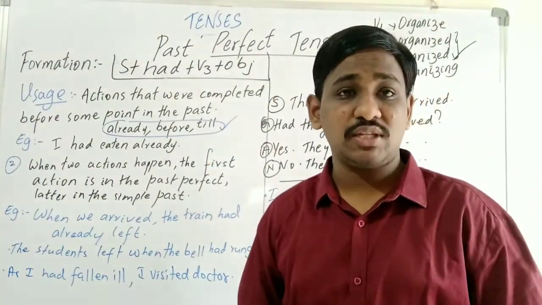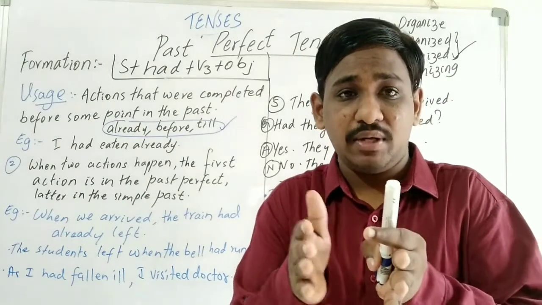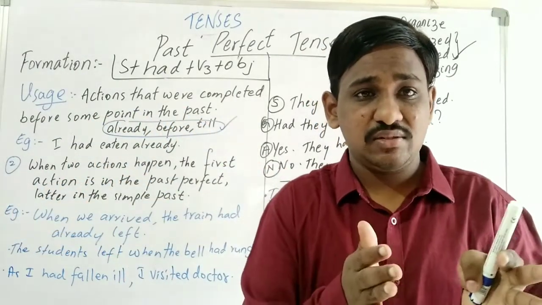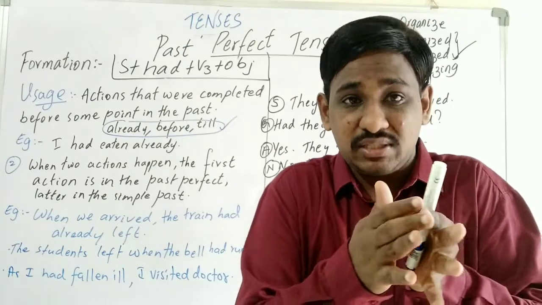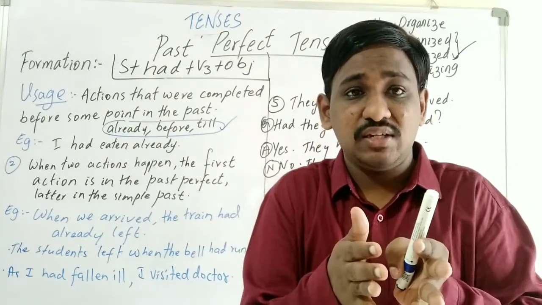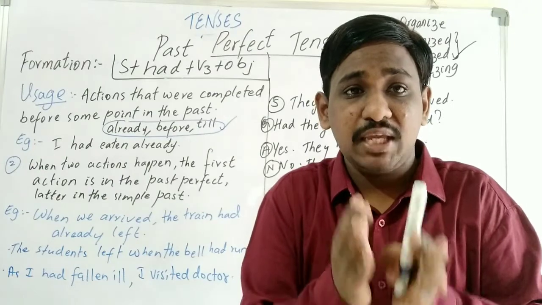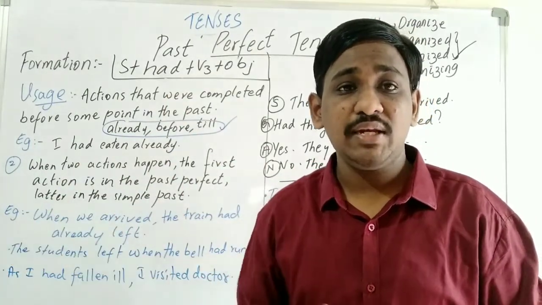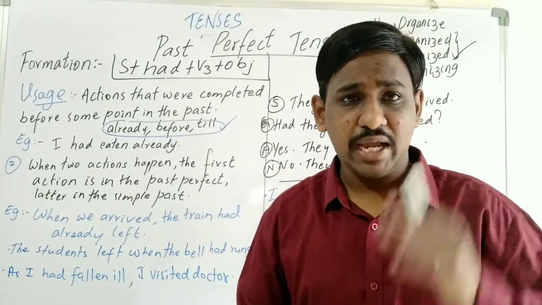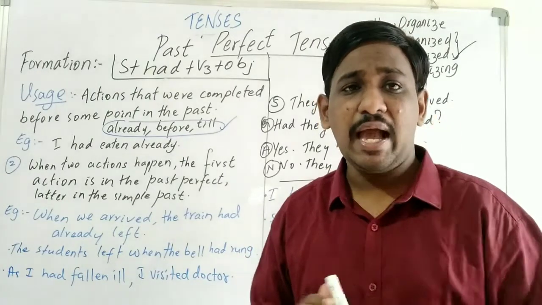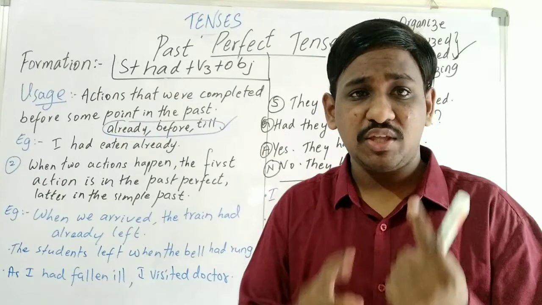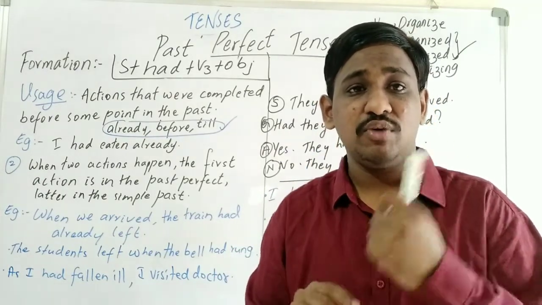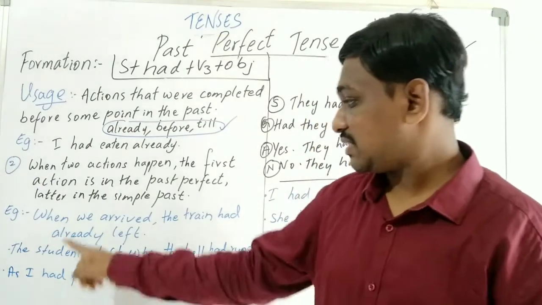Next one is very interesting. When two actions happen, one after the other, the first action, not what is the first sentence, the first action will be in past perfect. The latter action, the second action, will be in simple past. I repeat, when two actions happen one after the other, the first action will be in past perfect. The result of it will be in simple past. Let us see the examples here.